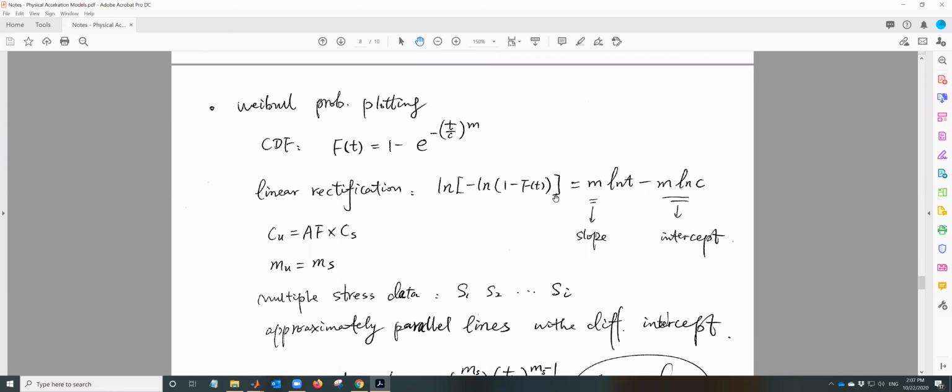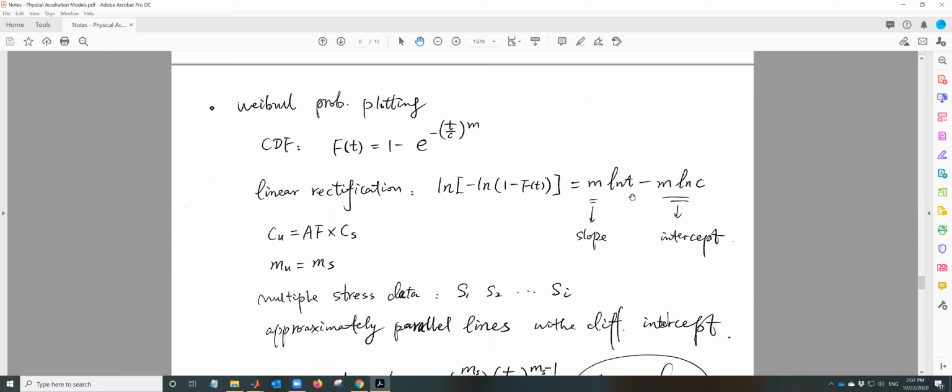So this part becomes our y, equal to a times x plus b. So m becomes the slope, and minus m log c becomes the intercept. This is called linear rectification. So if the data follow the Weibull distribution, and we convert F with this term and plot it versus log t, it should follow a straight line. If it doesn't follow a straight line, then it is not Weibull distributed. So this is called Weibull probability plotting.